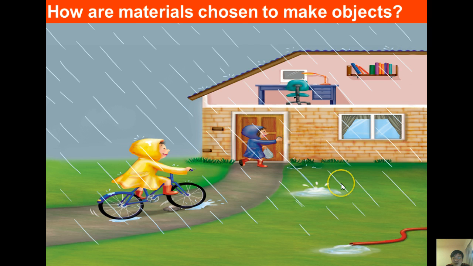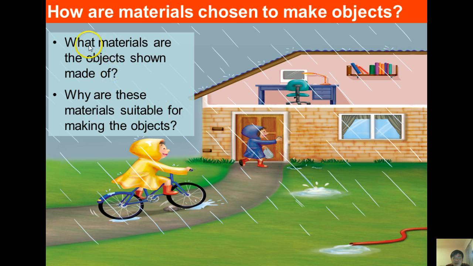So how do we choose? How are materials chosen to make objects? What materials are the objects shown made of? You have probably gone through some. If you have the time, take a look at what they are made of, why they are made that way, and why these materials are suitable for making the objects.